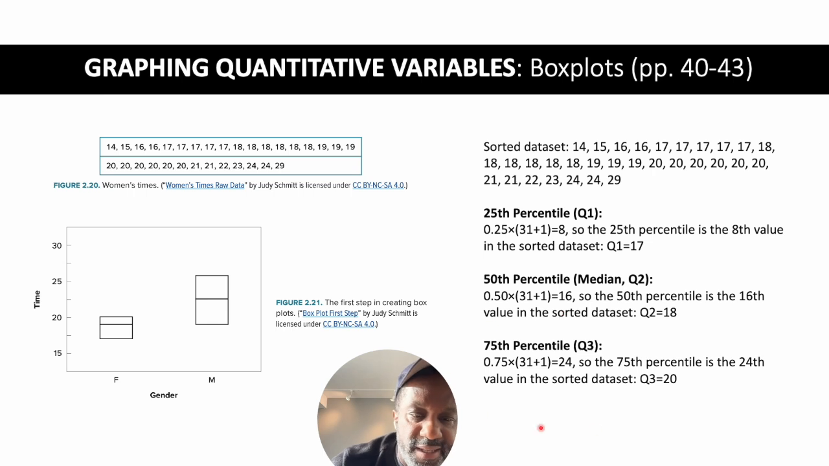But here again is the same formula for the 75th percentile. Again, 0.75 instead of 0.25 or 0.50. Those are the percentiles, times the number in the data set plus 1 for the interpolator, and we get 24. And that's exactly how we create box plots.